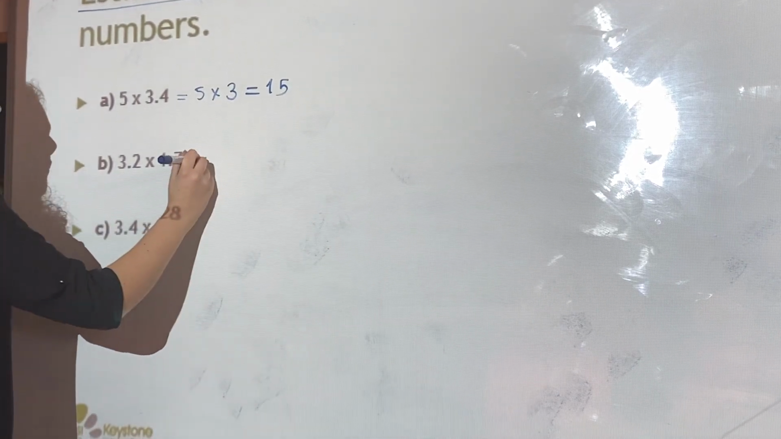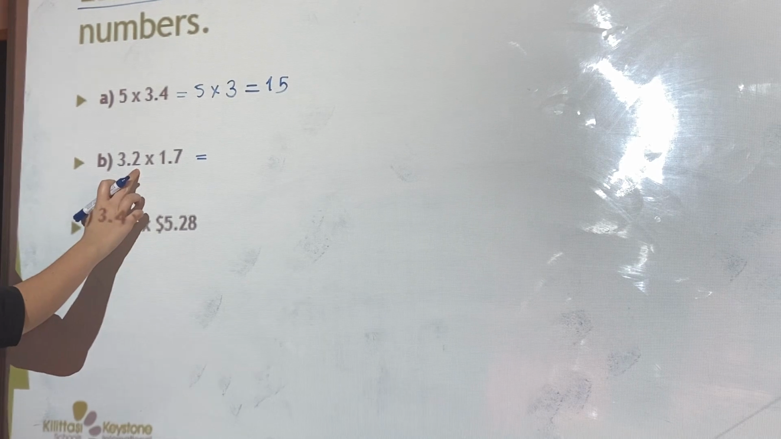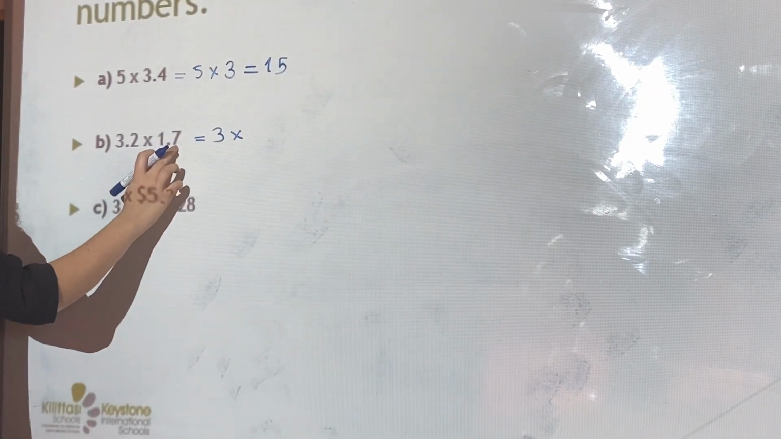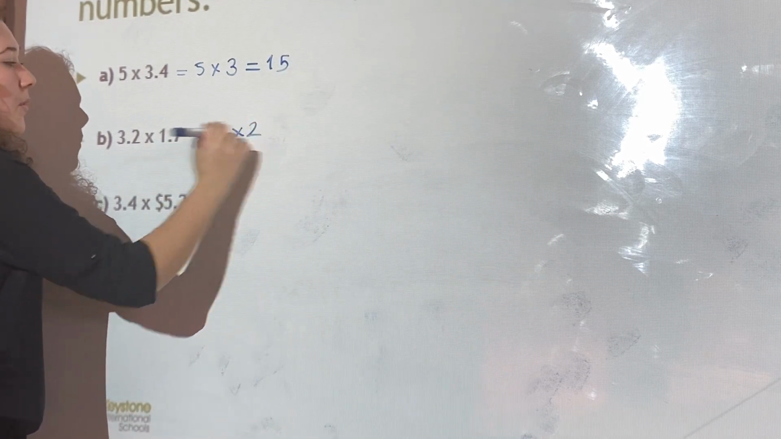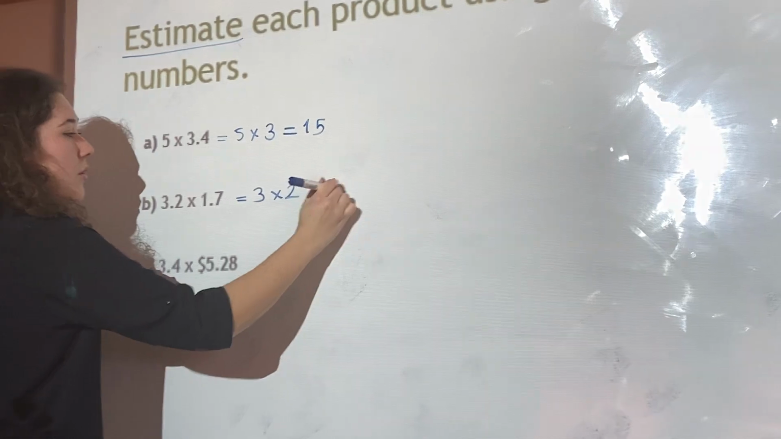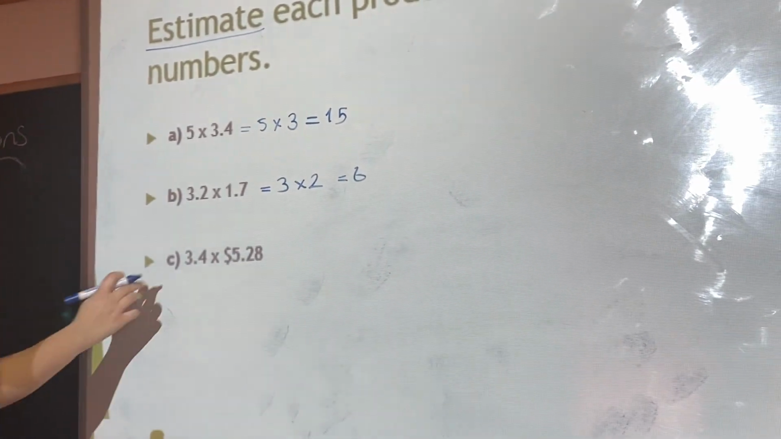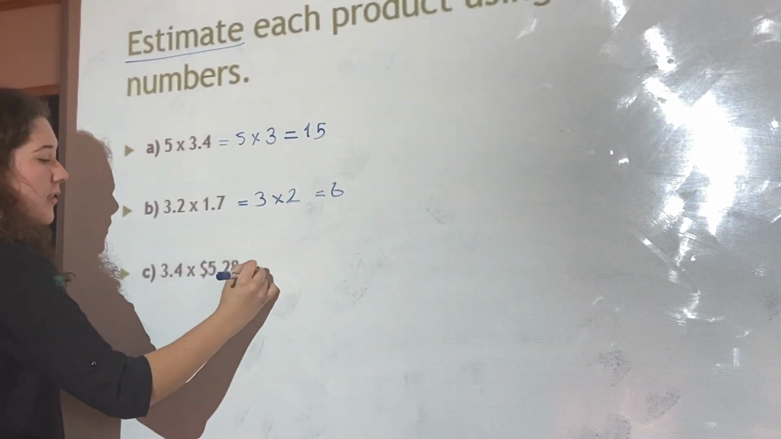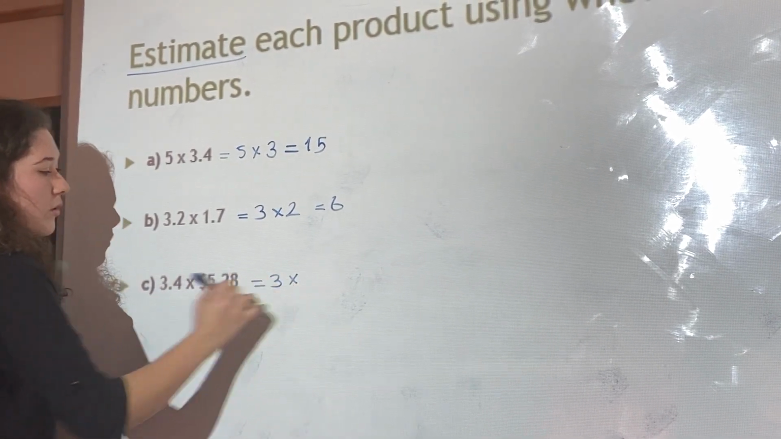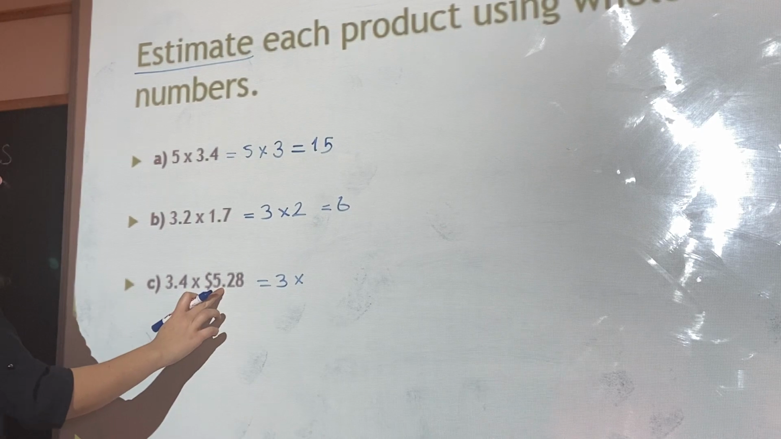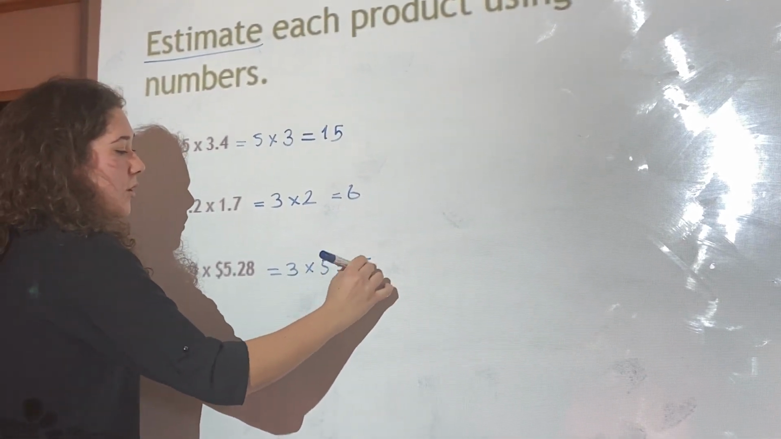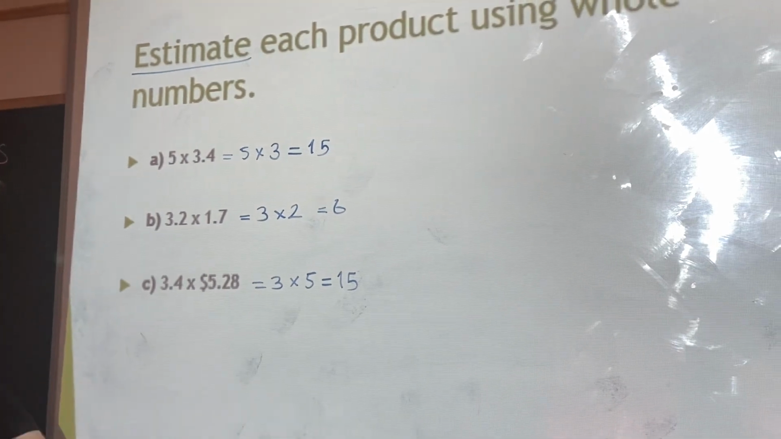In part B we have two decimal numbers. 3.2 rounded to the closest whole will be 3 times 1.7 will be rounded up and it's going to be 2. 3 times 2 and we will get 6. On part C we have again two decimal numbers. 3.4 will be rounded to 3 to the closest whole and 5.28 will be rounded to 5, and when we multiply the two we will get 15.